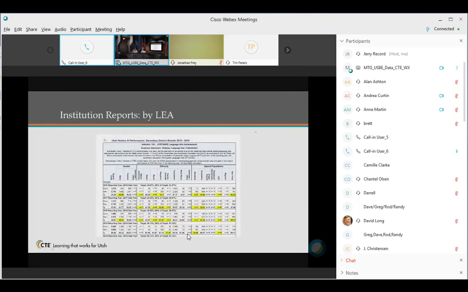Okay, just like the state reports, we break them down by LEA as well. This is a sample district for 1S1, screenshot of that.